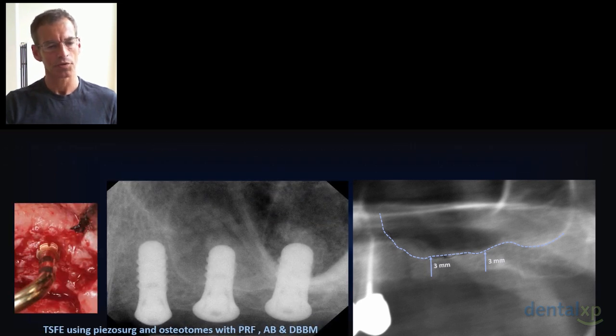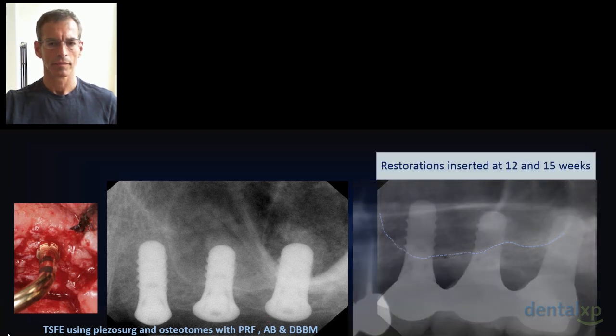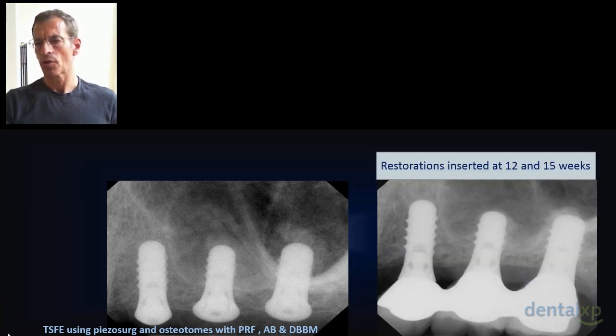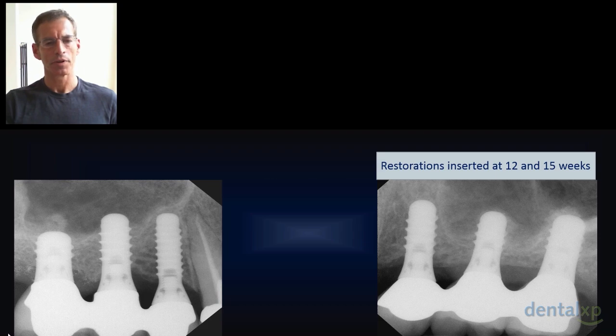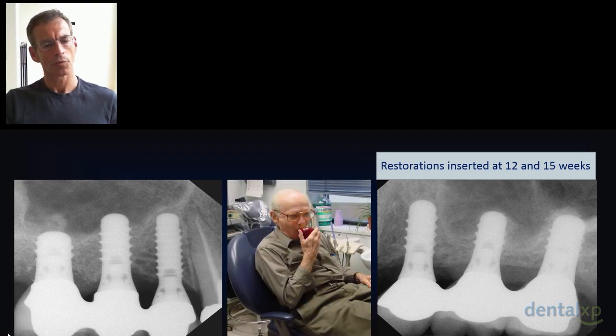So here I use transcrestal sinus floor elevation with piezo surgery and osteotomes. I elevate with PRF, autogenous bone, and bovine bone mineral, place 8 millimeter long implants, and here you clearly see the sinus augmentation. His restorations are inserted at 12 weeks, and 3 weeks later, the restorations on the right side, where I placed a 6 millimeter long implant, where I had only 2 to 3 millimeters of subantral bone.